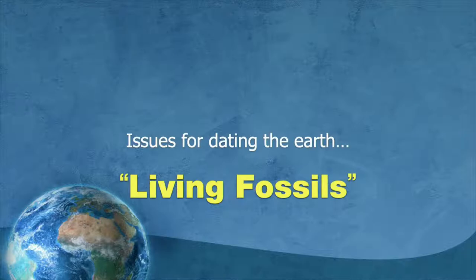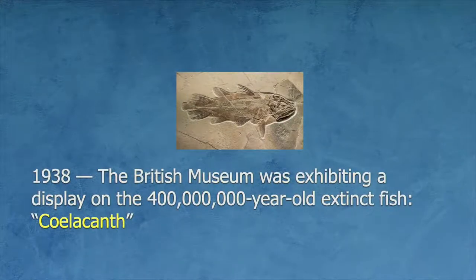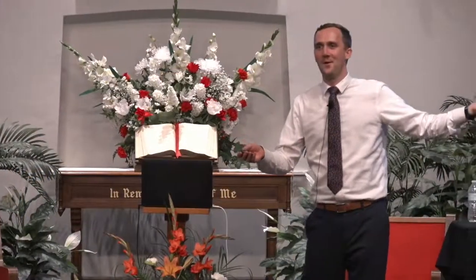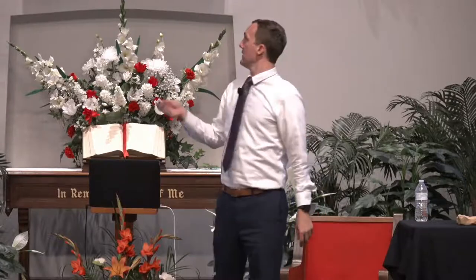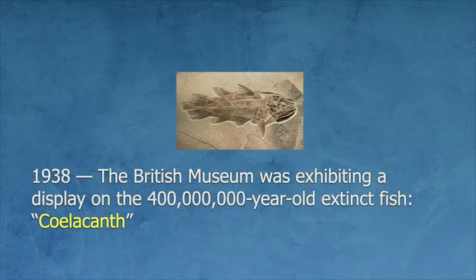Another issue for dating the Earth is, what do you do with living fossils? What we mean by that is that a living fossil is a fossil that was supposedly from millions of years ago, but when you compare it to animals living today, they're exactly the same, right? So if an animal like this one, notice this, is 400 million years old. That's a very old fish.